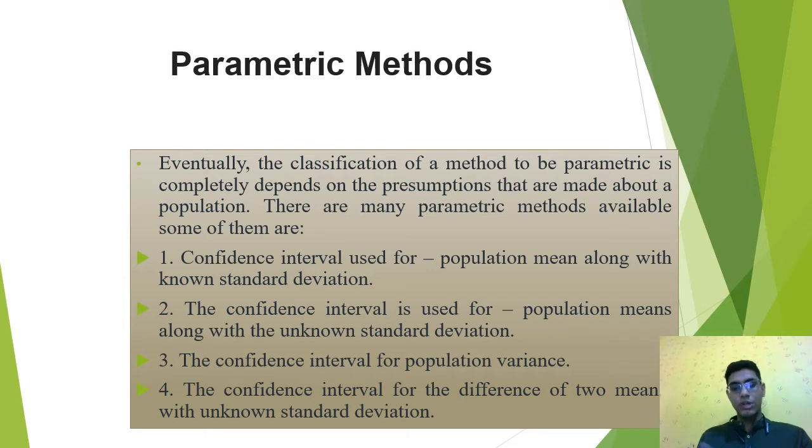So these are different parts of parametric methods: the confidence interval for population variance, and the confidence interval for the difference of two means with unknown standard deviation. So one is one mean with known standard deviation, another is one mean with unknown standard deviation, third is population variance, and fourth is two means with unknown standard deviation.